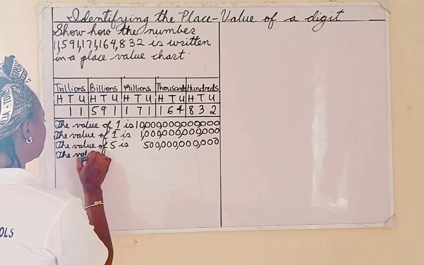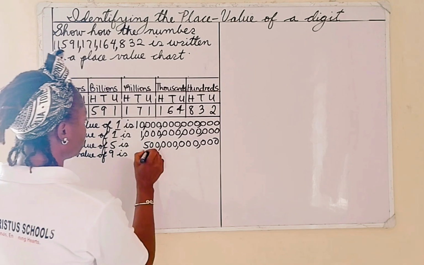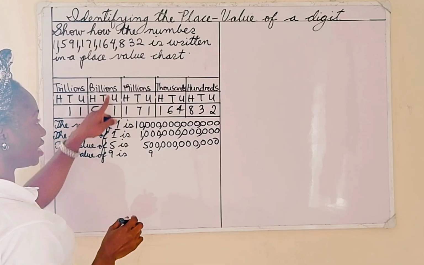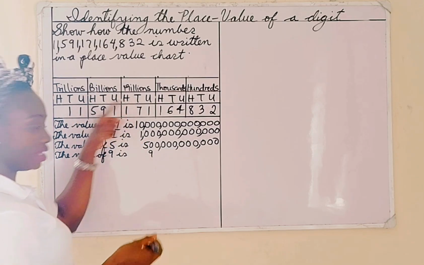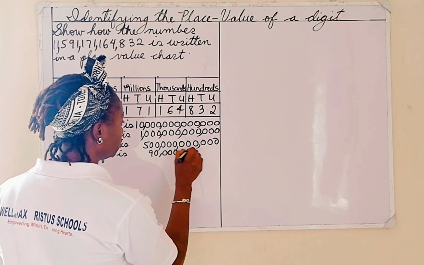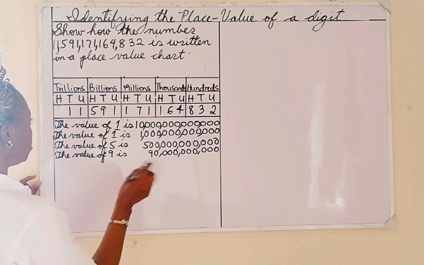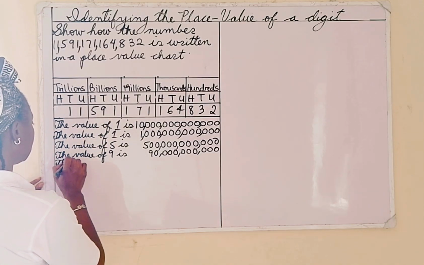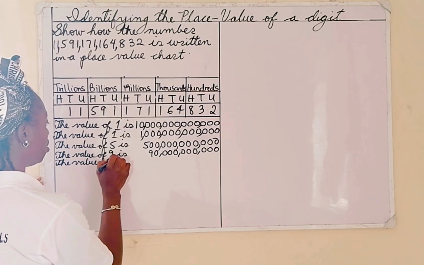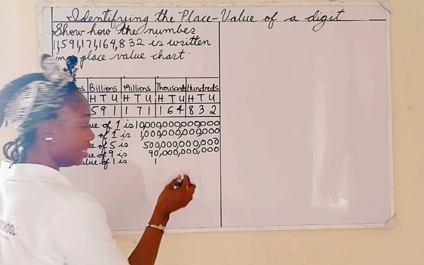The value of 9 is 9, then the rest becomes 0, so that will be 90. 9 tens is 90, so we have 90 billions. Good. Now moving on to the next number. The value of 1 is, we'll start the ones from here. That will be 1 billion.